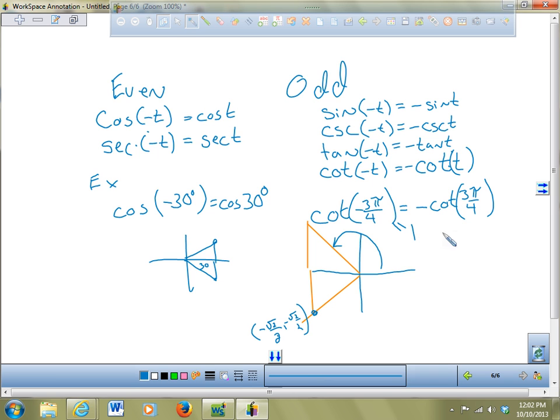And this is equal to negative cotangent of 3 pi over 4. What is the cotangent of positive 3 pi over 4? Negative. That's negative 1, because this point, remember, is negative root 2 over 2, comma, root 2 over 2, right? And so negative 1 also gives you positive 1. See the way that works? Okay?